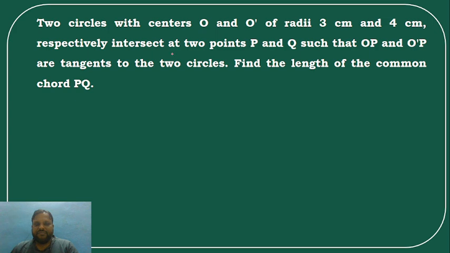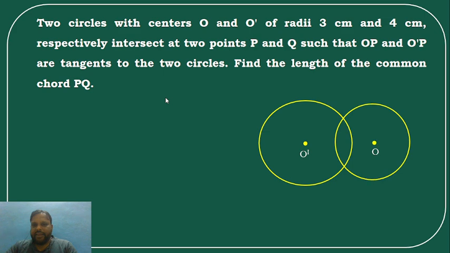First, let us see the figure for this question. Then we can go for the solution. So, two circles with center O and O dash. Here is the first circle and here is the second circle, right? The circle with center O has a radius of 3 centimeters and the circle with center O dash has a radius of 4 centimeters. These two circles are intersecting each other at 2 points, that is P and Q.